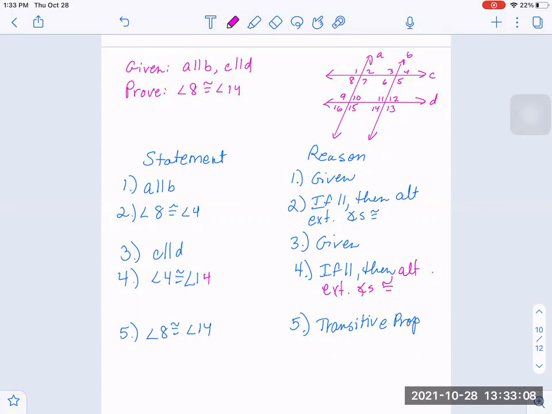Your goal is to link these two together. Find an angle that's congruent to angle 8 using either C and D or A and B, that also must be congruent to angle 14 using the other set of parallel lines. Another thing is I just threw both the given statements at the beginning. That's okay. It's not wrong. It's only wrong if you make a statement and you use in your if part something that comes after what you said.